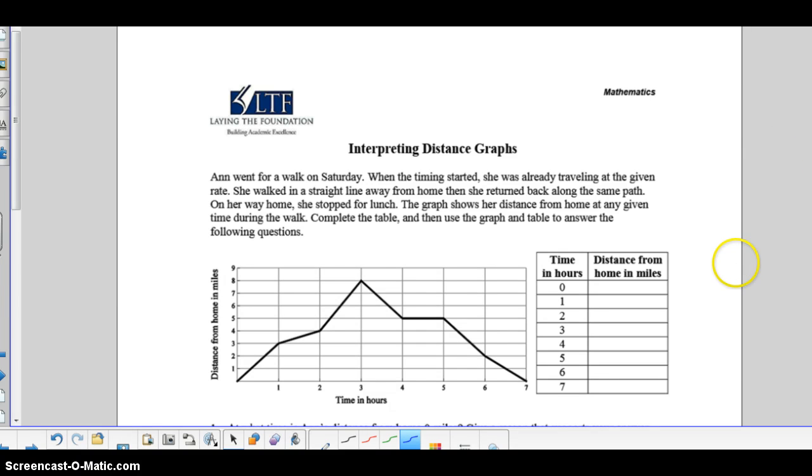In this video, we're going to be looking at the worksheet that's entitled Interpreting Distance Graphs. You've already looked at a few distance graphs, so we are going to look at a couple more and apply it to a new topic that we're going to be looking at.